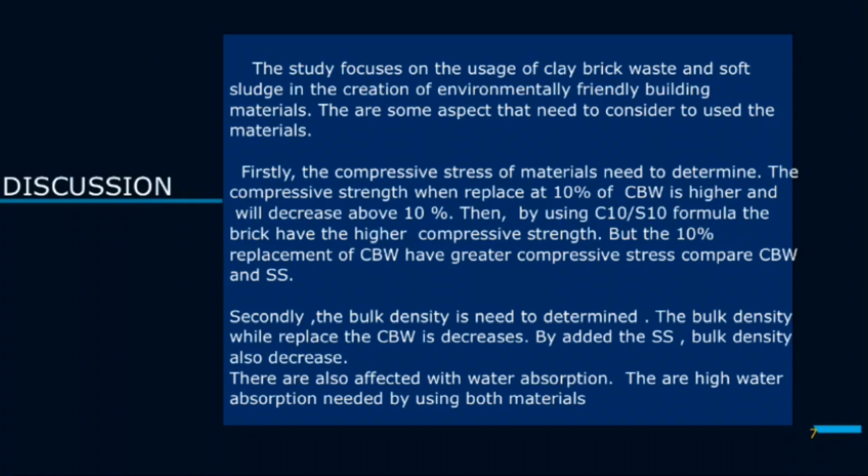Then, secondly, the bulk density needs to be determined. The bulk density when replacing with clay brick waste decreases. It also occurs when we add the soft sludge. There are also effects on water absorption. Higher water absorption is needed by using both materials to produce the brick.